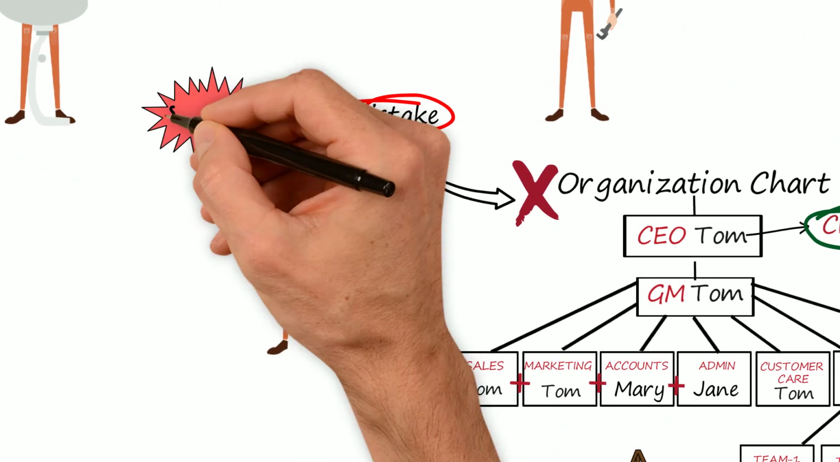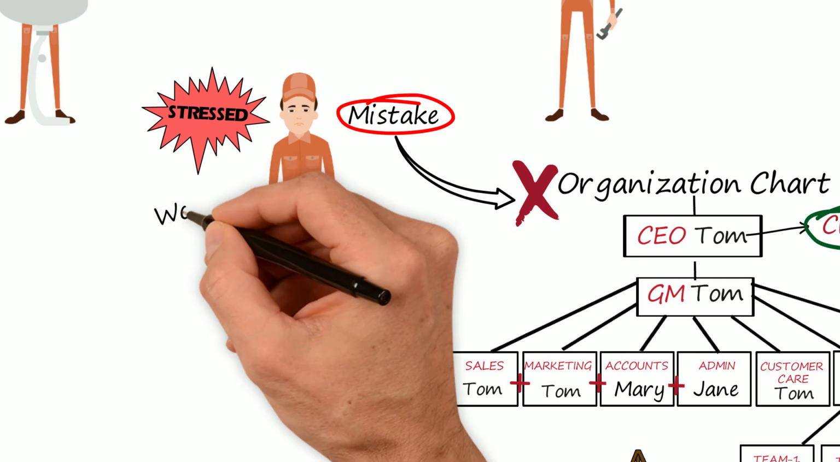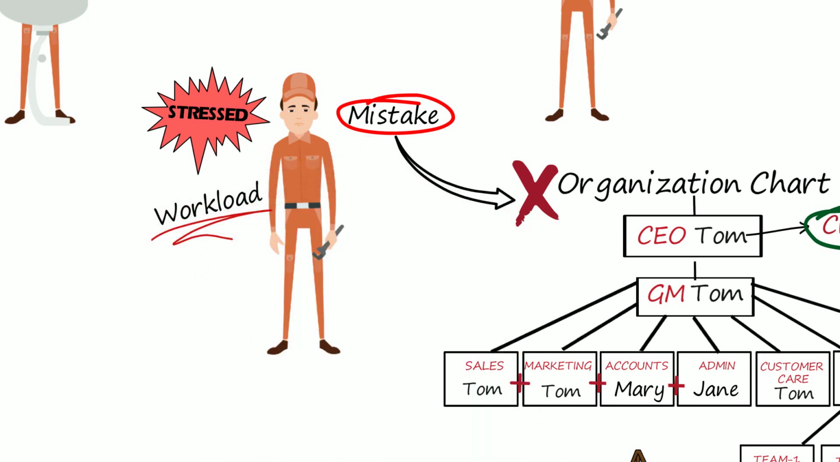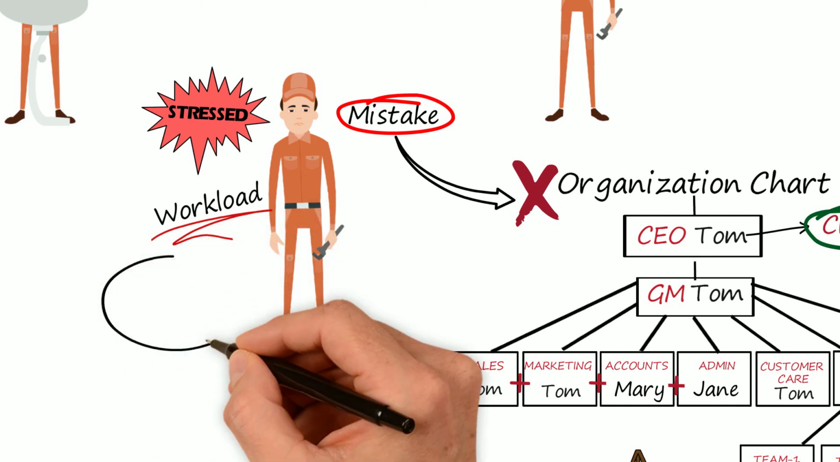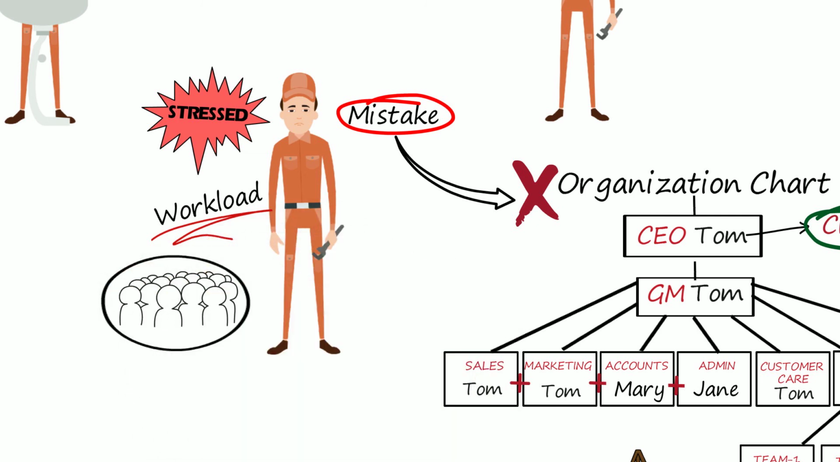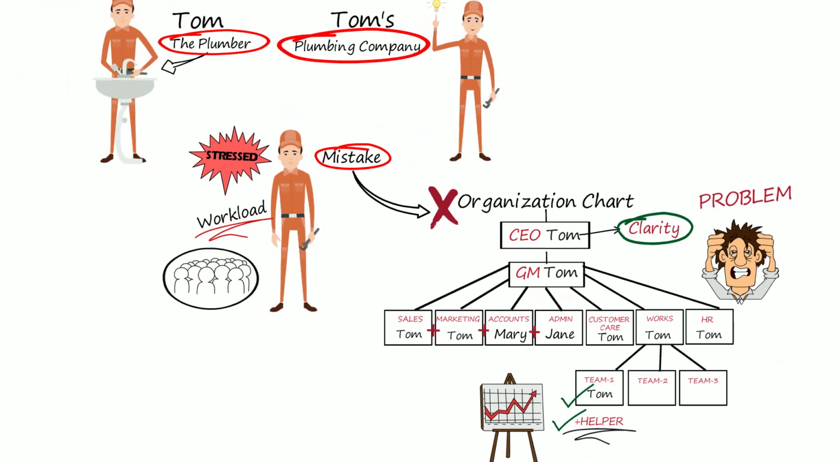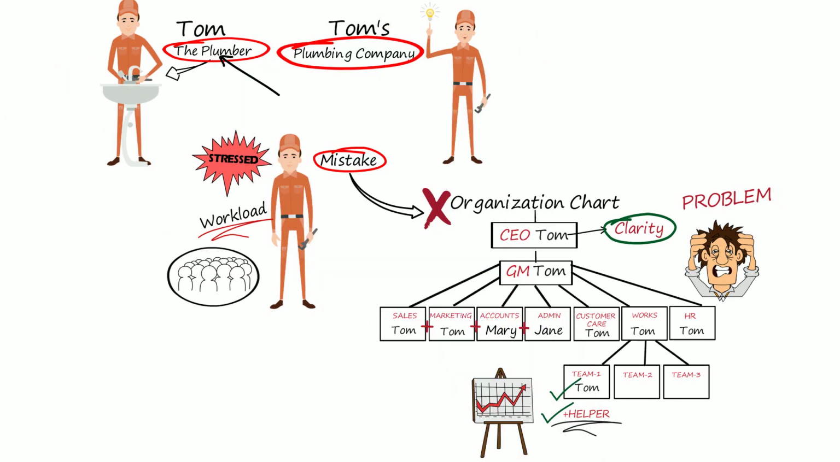Now, the problem is Tom is stressed out. He can't keep up with the workload. So in this situation, the problem with Tom is that he has lots and lots of work, but he can't find the manpower to deal with it, right? So Tom's strategy, thinking like Tom the plumber, is to simply go and work harder.